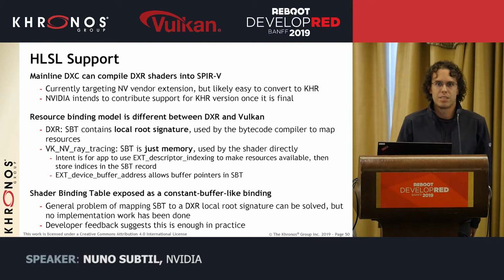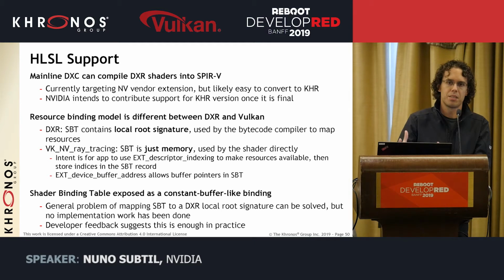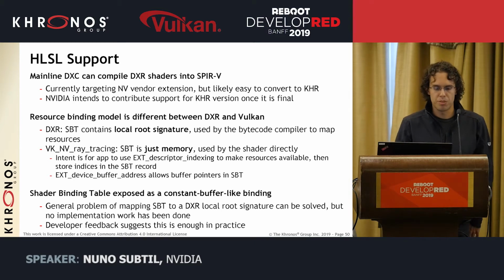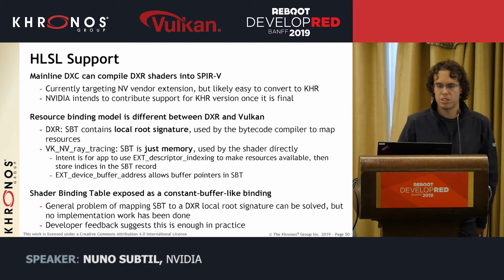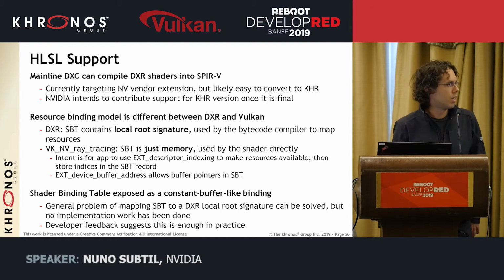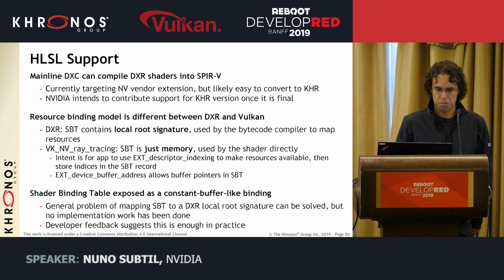So in practice, what we've done so far for HLSL support is expose the SBT as a constant buffer. So in your hit shaders, the SBT record will show up as a constant buffer-like binding. And this seems to be enough to, in practice, solve the problem of resource binding for ray tracing shaders. So this is the approach we're going with. If there's enough feedback, if there's enough of a need for something more complicated or more useful in terms of emulating the local root signature, we can certainly consider that, but based on developer experience, this seems to be the way to go anyway.